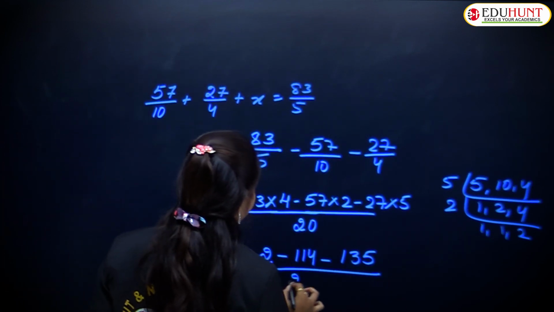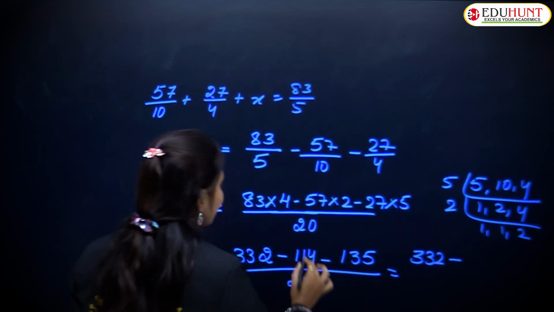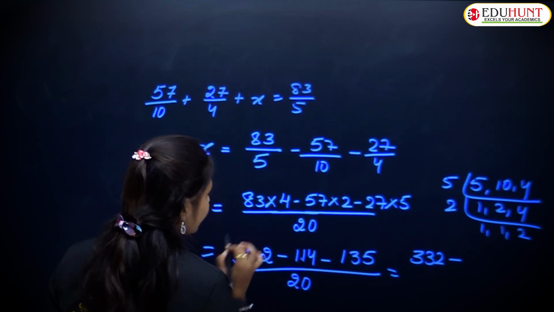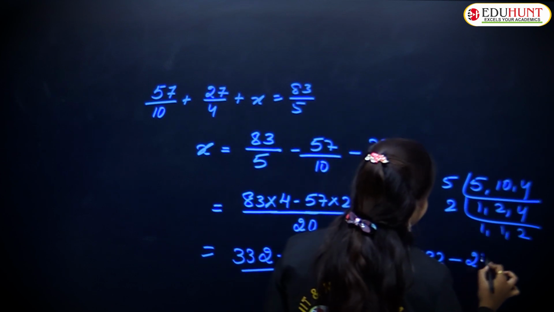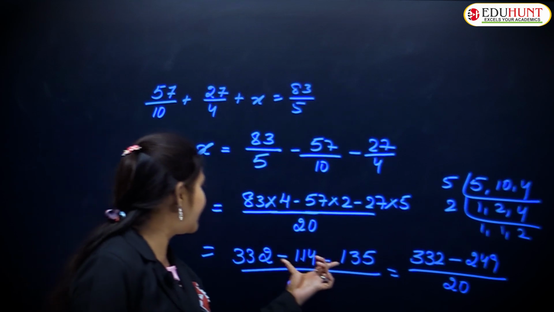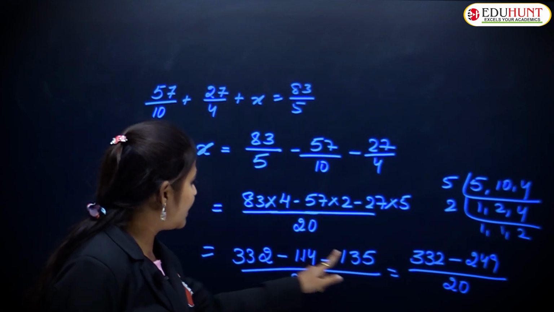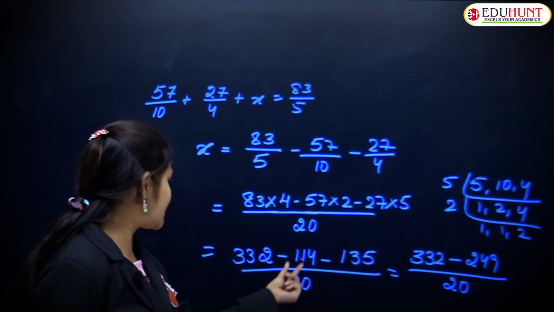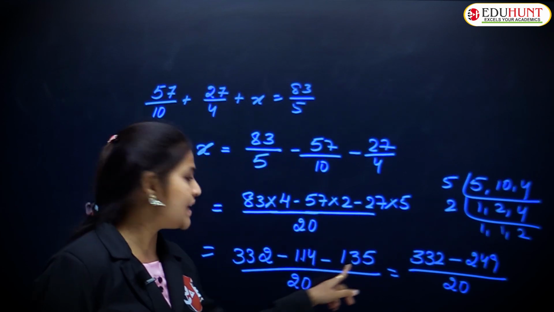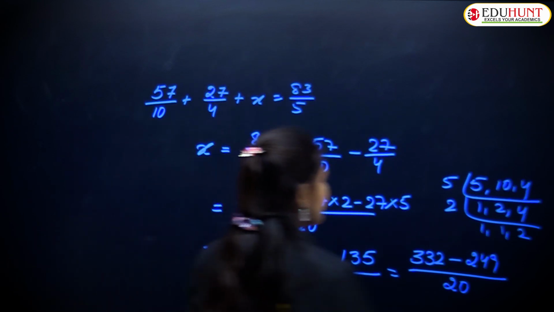Whole by 20, which is equal to 332 minus 100 and 100, so 200, then 240, so 249, whole by 20. How I did it: first I added those two, since both have the negative sign. So first I added the hundreds: 100, 100, 200. Next the tens place: 10 plus 30, 40, so 200 plus 40, 240. Next the ones place: 4 plus 5, 9. So totally 249.